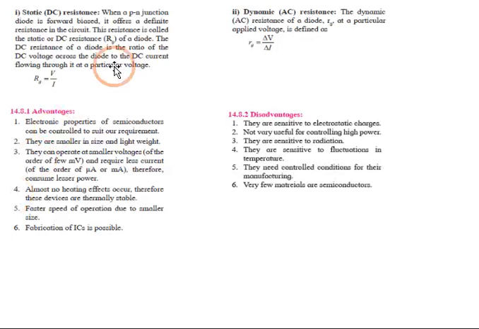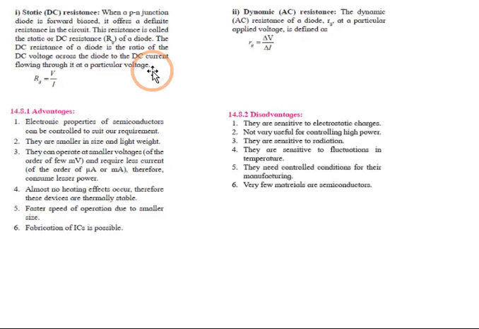According to this, there are two types of resistances. One is static resistance and one is dynamic resistance. When a PN junction diode is forward biased, it offers a definite resistance in the circuit. This is called the static or DC resistance. It is the ratio of DC voltage across the diode to the DC current flowing through it at the particular voltage. Normally V is equal to IR, so R is equal to V upon I.